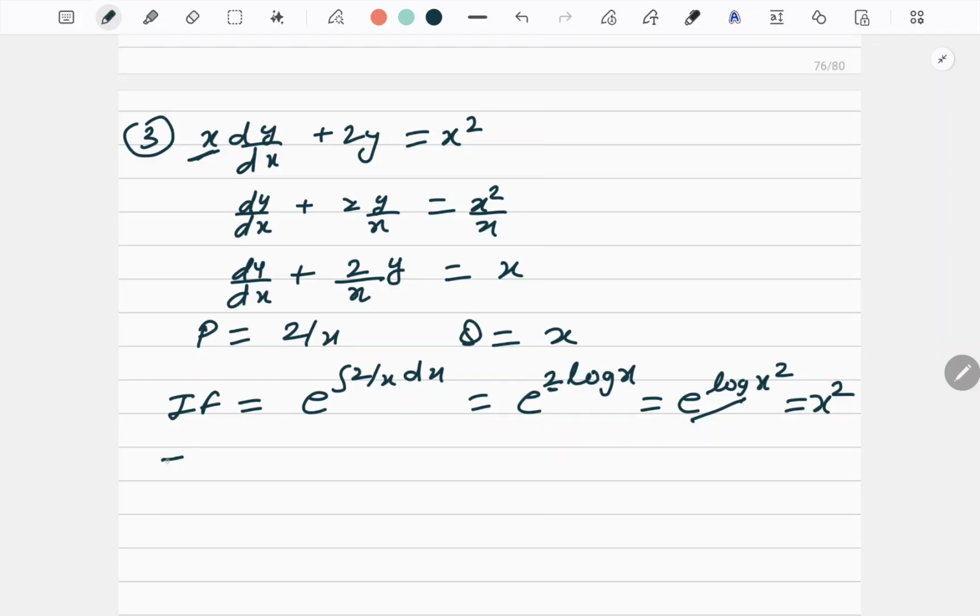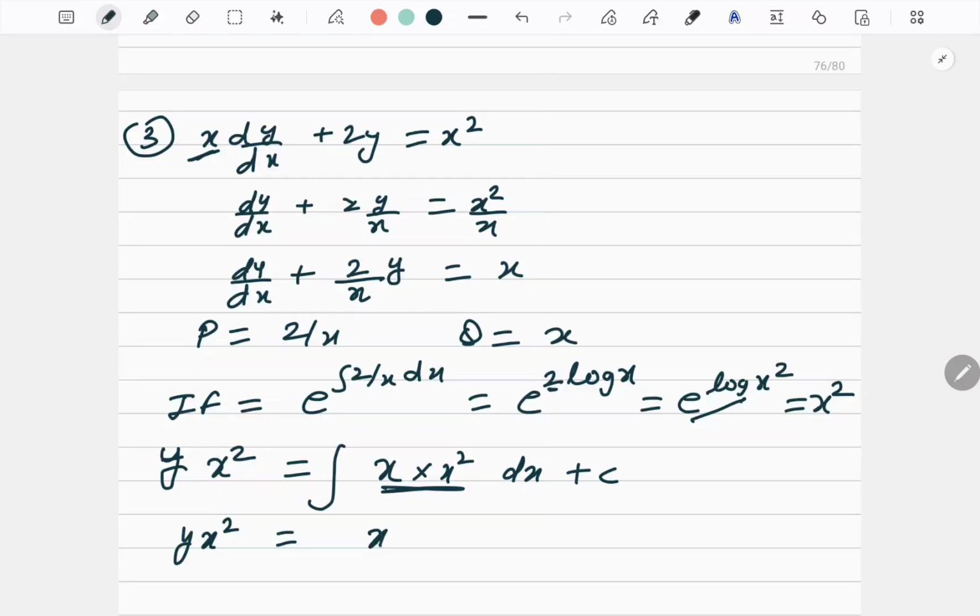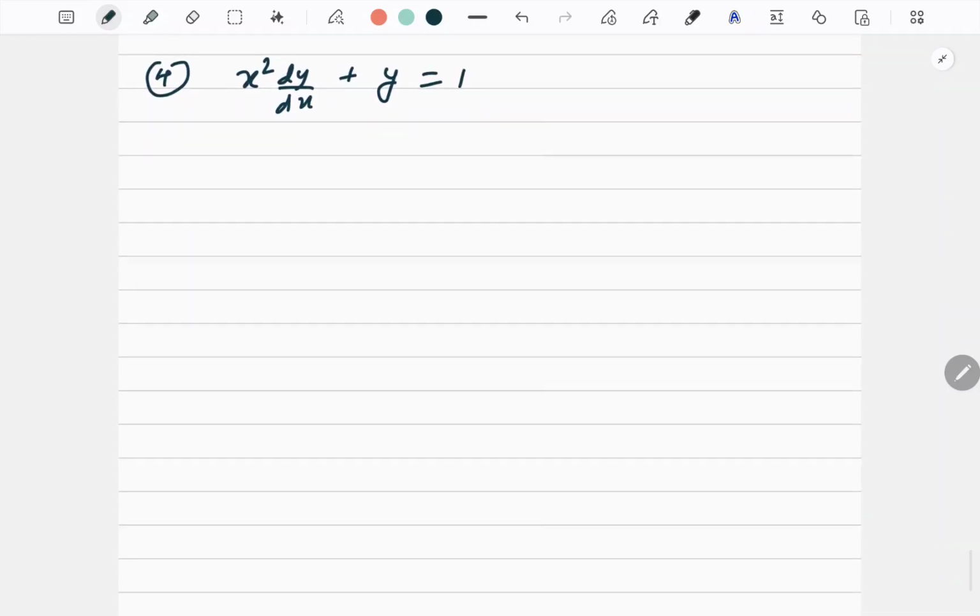So what is the answer? Y into x square is equal to integration q into integrating factor dx plus c. So this will become y x square is equal to integral of x cube. What is the integration of x cube? X to the power 4 by 4 plus c. This is my answer. Easy? Let's move to the next question.